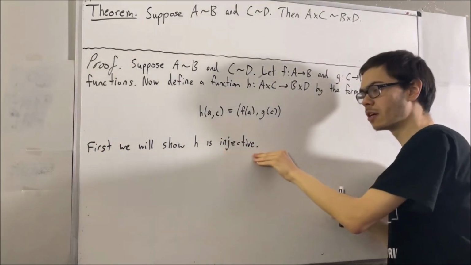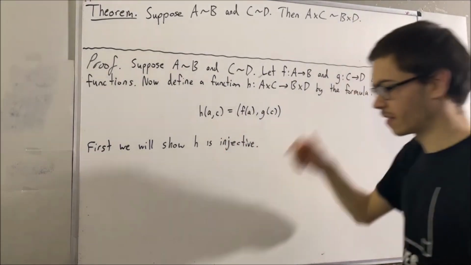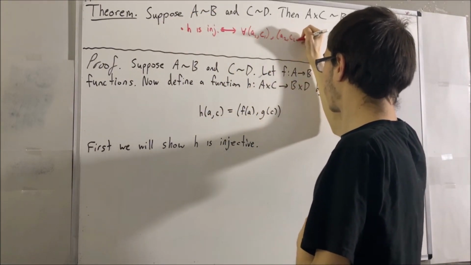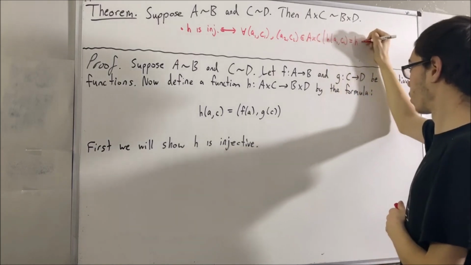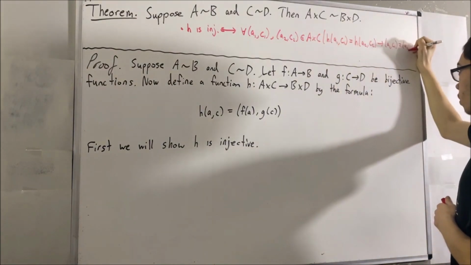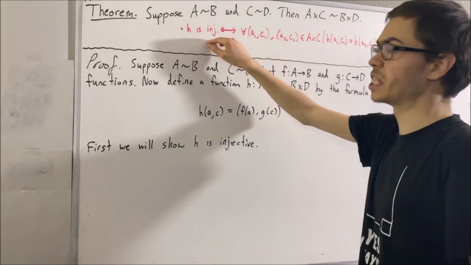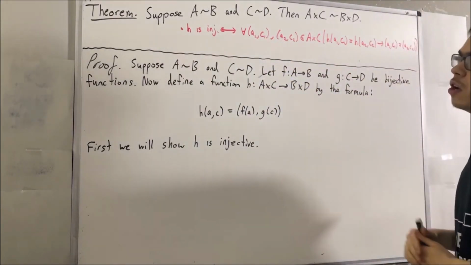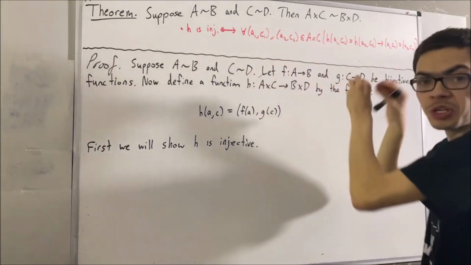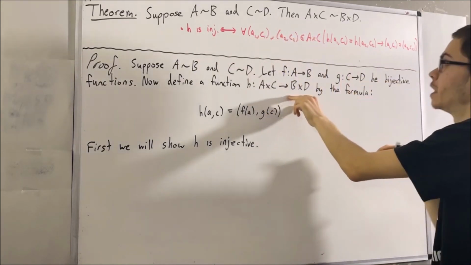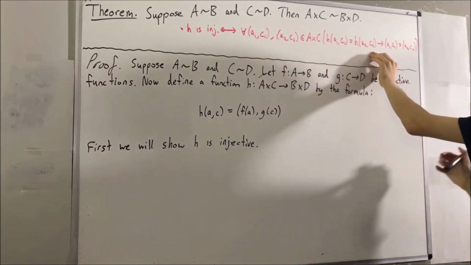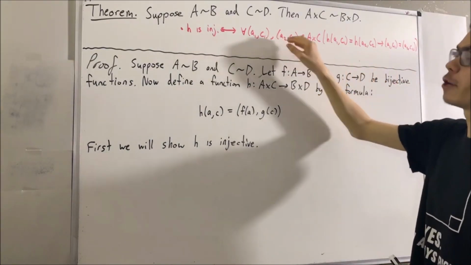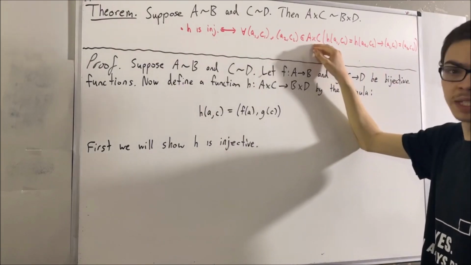So what does this mean? Well, it means this. To show that h is injective means we want to prove that this statement is true, right? We're trying to show for every two input values to our function h, if their output values are equal, then the input values are equal. And we're trying to prove a statement about every two elements in A times C.